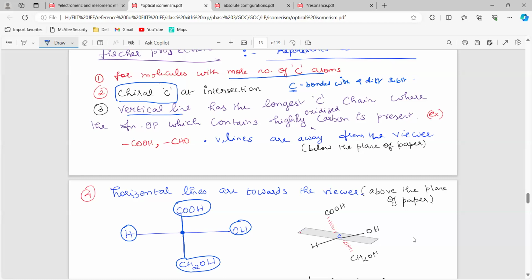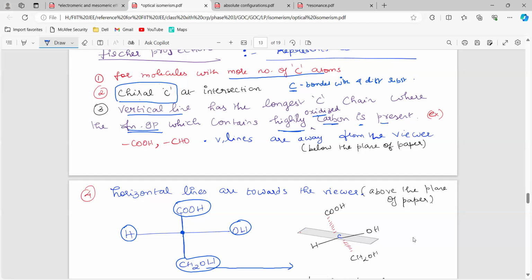This is the longest carbon chain. Here in this molecule, you have nothing longer than that. For example, if it is CH2 and it goes on CH3, CH2, CH2, then that becomes the longest chain, isn't it? Here there is no other group. This is my longest chain, where the functional group that contains the highly oxidized carbon is present.